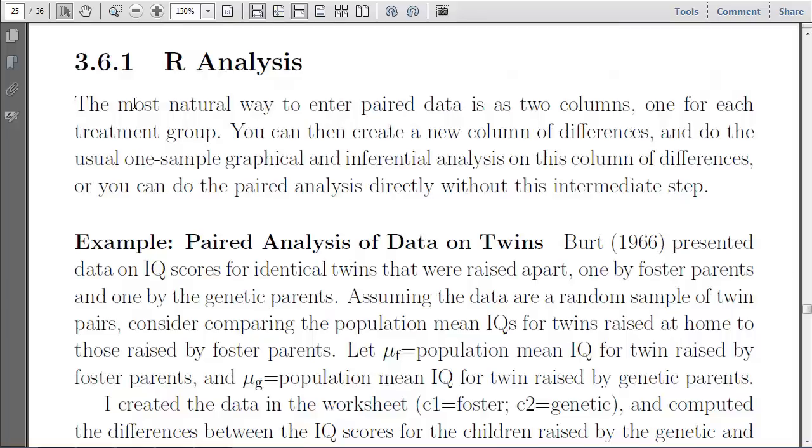So the most natural way to enter paired data is simply as two columns in your data frame. First column for the first measurement, second column for the second measurement, and that structure actually makes it very easy to create a third column, which is the differences.